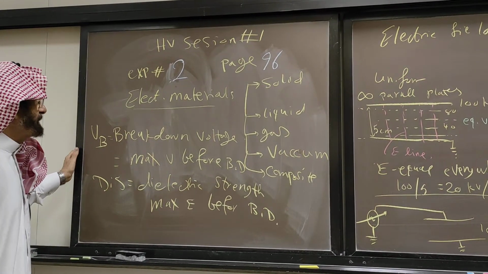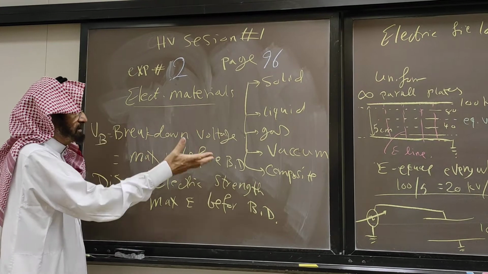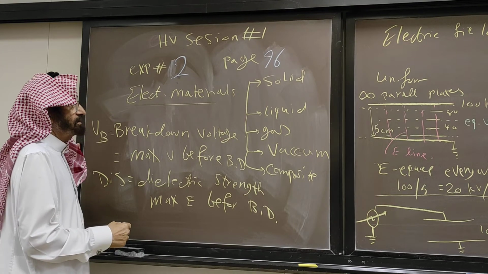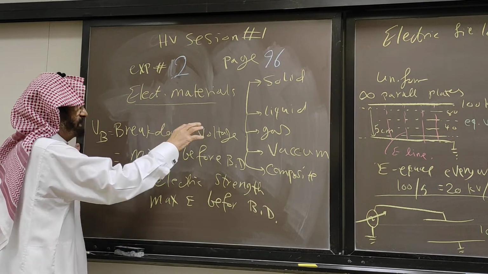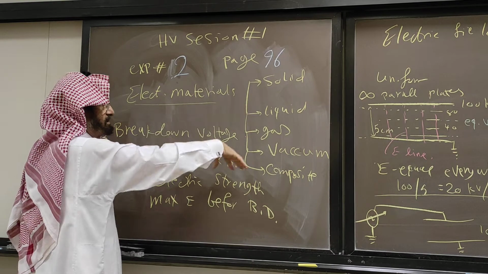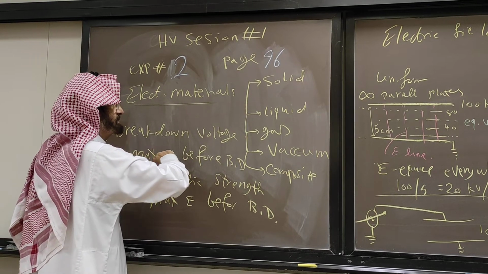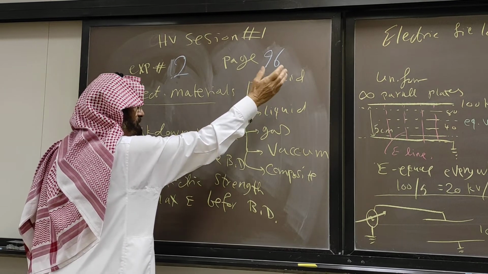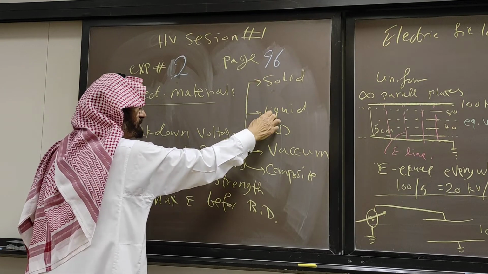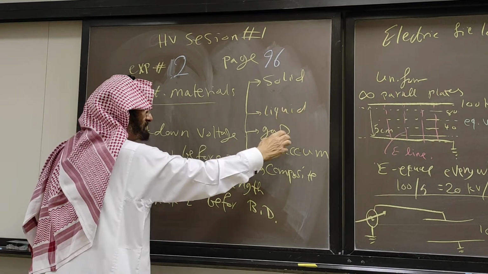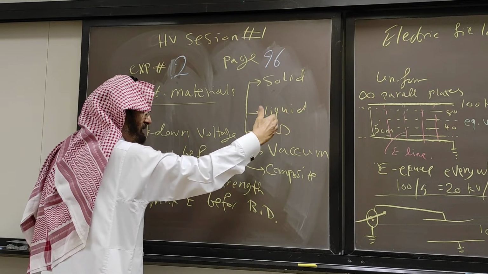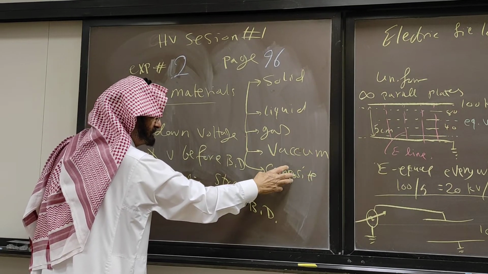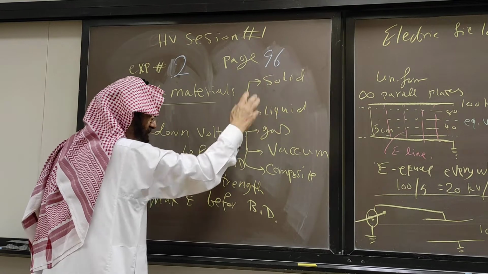In the beginning, I assume not everybody has the book, so I'll just give you a very brief talk about the different kinds of insulation material. We have solid, like porcelain, glass; liquid, mainly oil and water; gas, SF6, air, nitrogen; vacuum, where there is no material at all; and composite, which is two of these combined together.